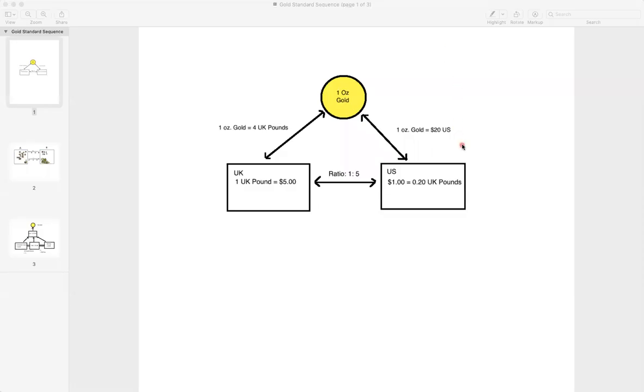This is a video about the gold standard. Now, the gold standard is an explanation of the way money originated and the way it used to be. And money once was gold. So here we've got our ounce of gold.